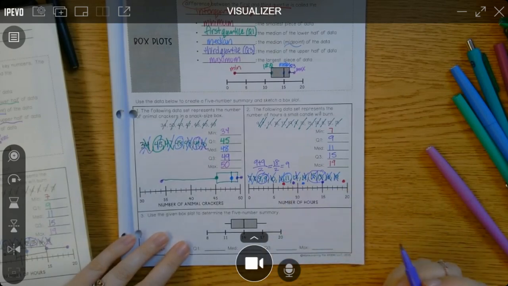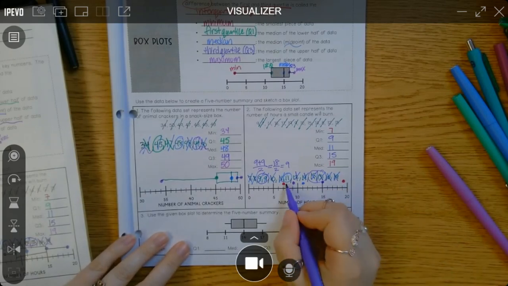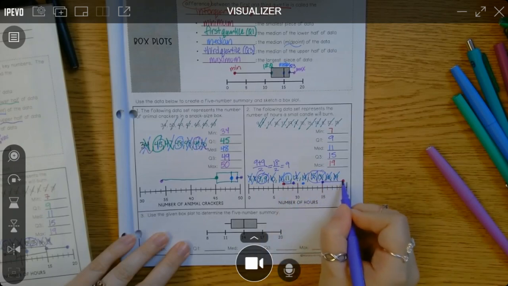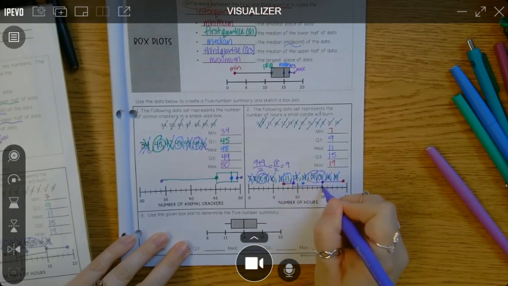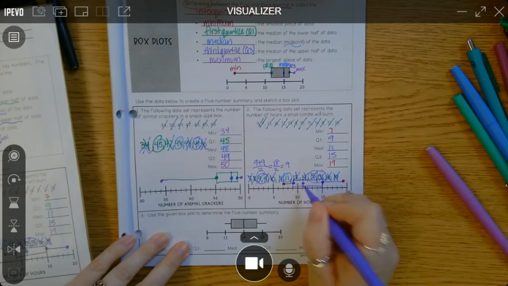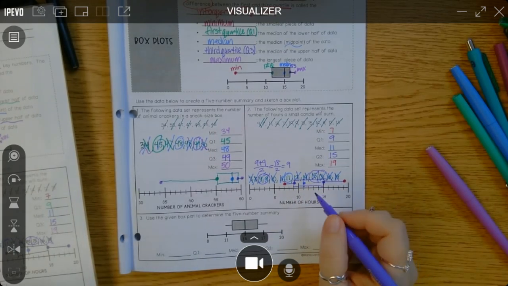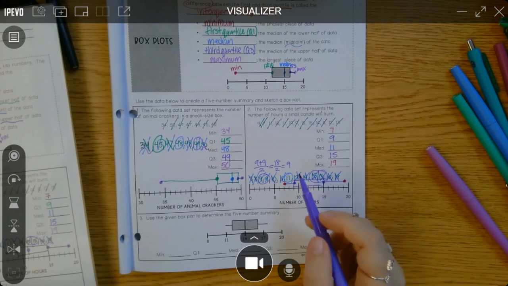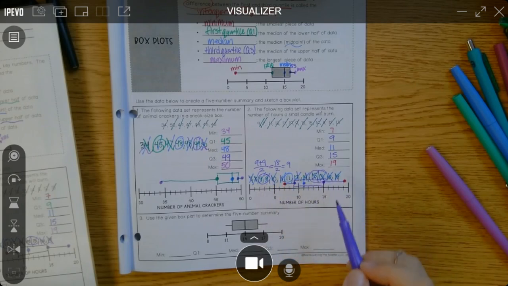Okay, now that I have all of my 5 dots drawn, connect your 2 whiskers at the end, and then draw a box around that median and draw a line down at the median. And there you go. There is your box and whisker plot. Sorry, I probably should have done that in a different place because it looks really messy.